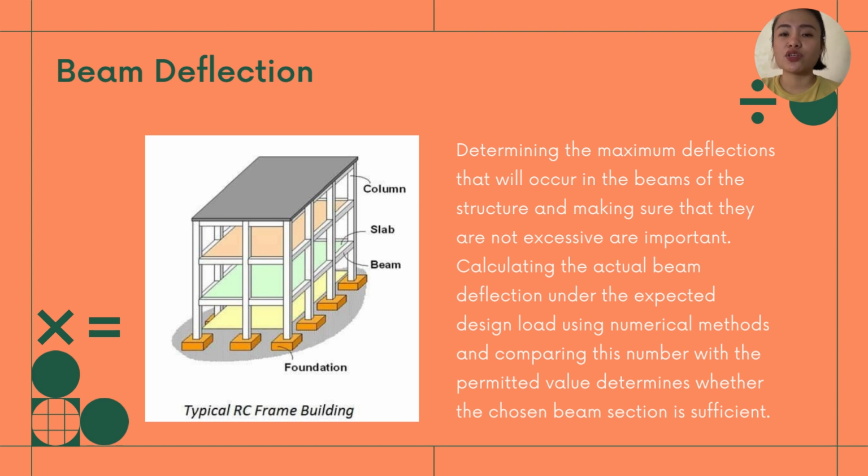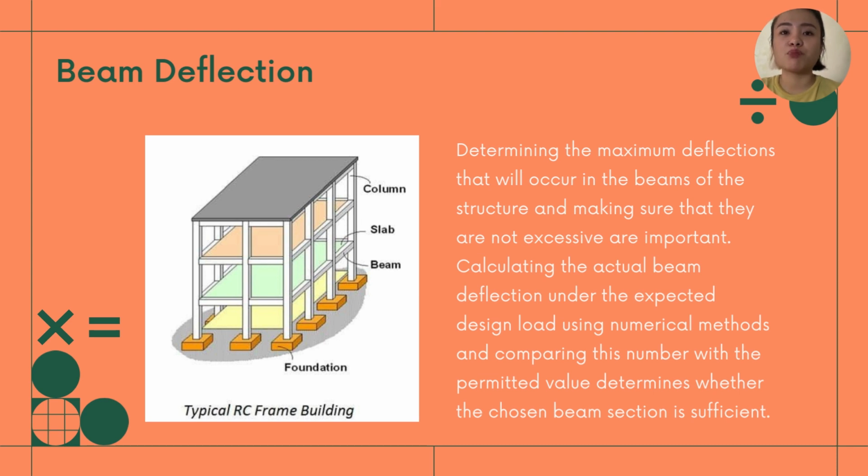Hence, it is important to calculate the actual beam deflection under the expected design load using numerical methods and compare this number with the permitted value to determine whether the chosen beam section is sufficient. As a component of these calculations, we must determine the maximum deflection that will occur in the beams of the structure and guarantee that they are not excessive. Beams are one of two structural elements that are integral to the construction of a safe and sturdy foundation for a structure, which is especially important in the development of large-scale buildings.